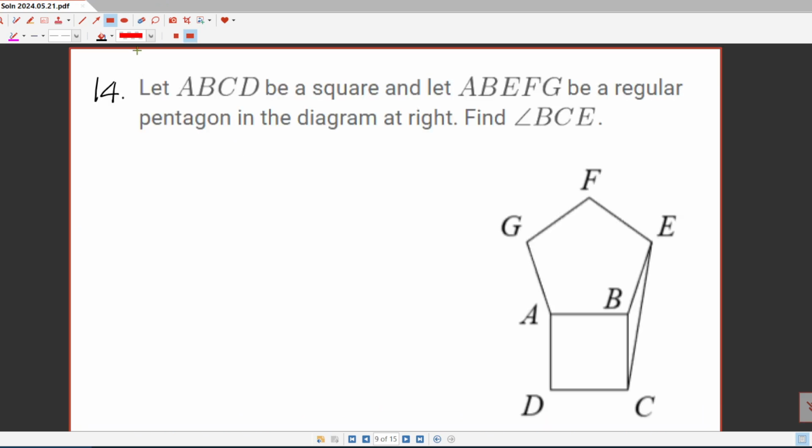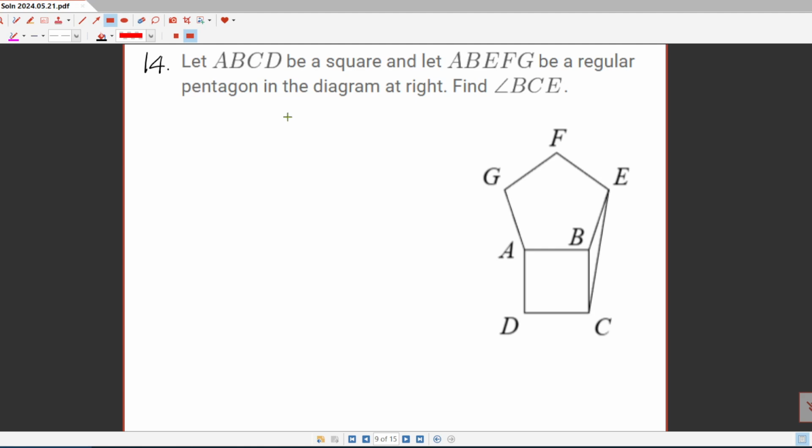Next one we're looking at is question 14. Okay, so here let ABCD be a square and ABEFG a regular pentagon. In the diagram at right, we're trying to find angle BCE, the small angle here.